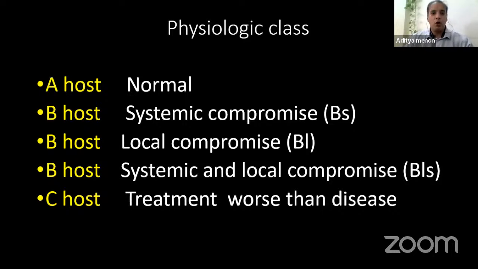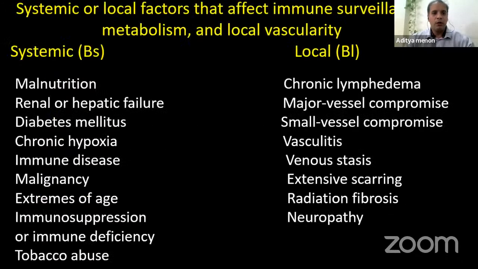BL would be a host who has local compromise, and BLS would be a host who has systemic as well as local compromise. And type C would be a host who has severe medical issues like cardiac or renal issues, where operation would be more dangerous than conserving. So a patient who's severely morbid, where anesthesia and surgery itself poses a threat to life, would be classified as a type C host.